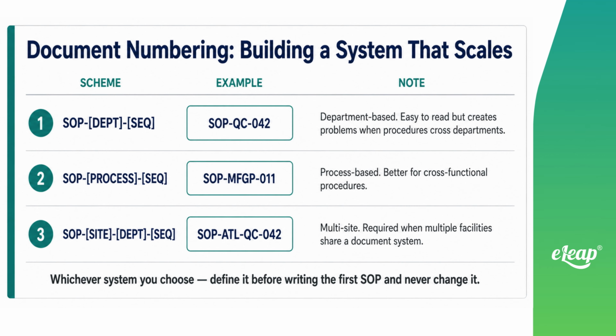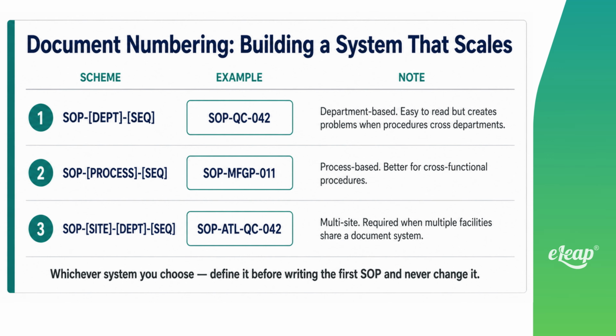One element of the template that most teams underestimate is the document numbering system. There are 3 common approaches: department-based, SOP-department code-sequence number, like SOP-QC-042. Simple, readable, but creates confusion when a procedure crosses 2 departments. Process-based, SOP-process code-sequence, better for cross-functional procedures. And multi-site, which adds a site code prefix required if more than one facility shares the document system.